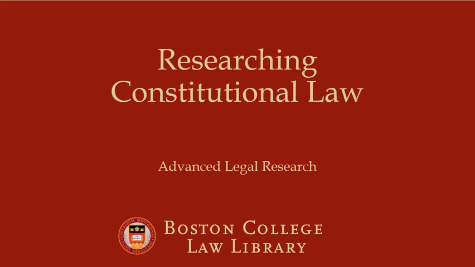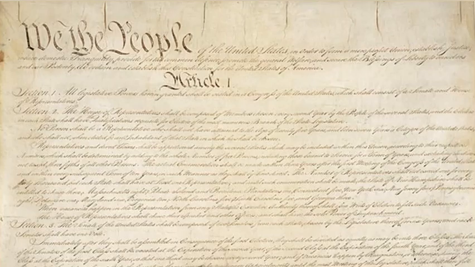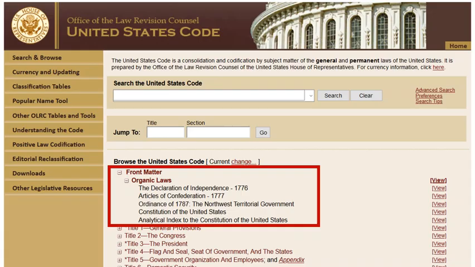Researching Constitutional Law for the Advanced Legal Research course at Boston College Law School. The text of the Constitution itself is very easy to find. There are hundreds of copies of it in our library in print, including every federal and state code. And it's easy to find on the web.